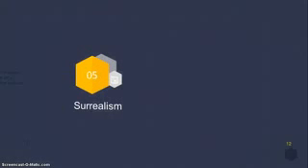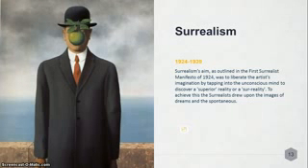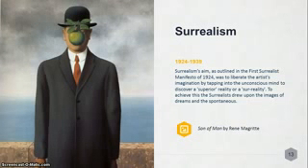Our fifth style is Surrealism. Starting in 1924 and continuing to 1939, Surrealism's aim, as outlined in the first Surrealist Manifesto of 1924, was to liberate the artist's imagination by tapping into the unconscious mind to discover a superior reality, or a surreality. To achieve this, the Surrealists drew upon the images of dreams and the spontaneous. The look of the Surrealist art was inspired by the irrational juxtaposition of images in collages, metaphysical art, and both primitive and outsider art.